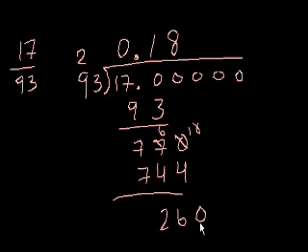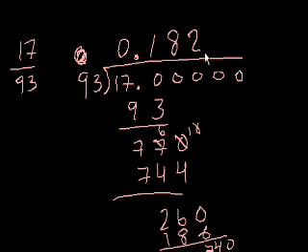93 goes into 260. Probably, let's see, it's about 2 times. 2 times 3 is 6. 2 times 9 is 18. This is 74. 0. So we could keep going. This is actually, we could keep figuring out the decimal points. You could do this indefinitely.